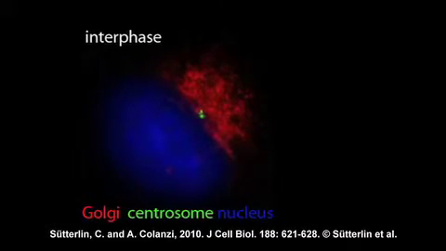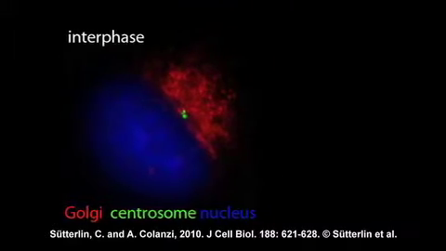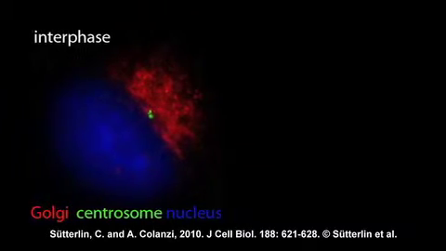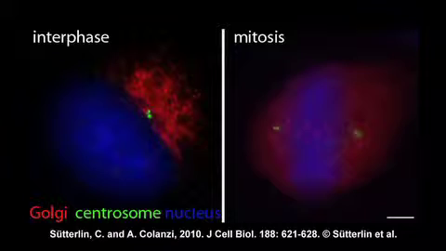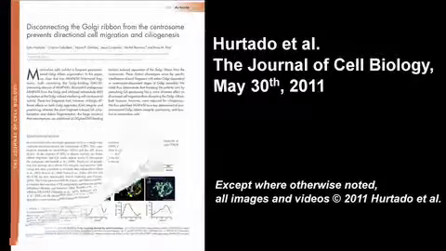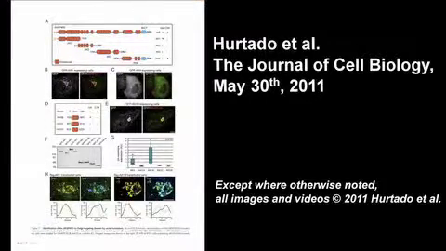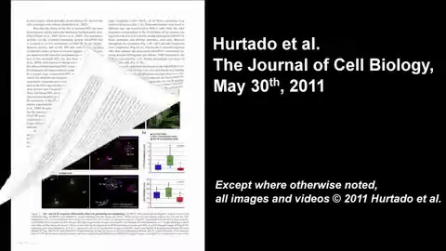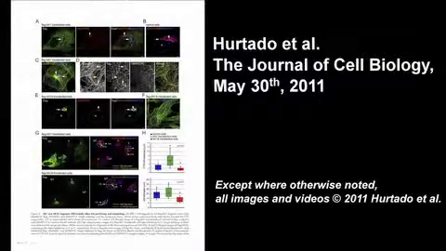Rios and colleagues now want to investigate how the association between the Golgi and centrosome is regulated during mitosis, when the two organelles are separated and the Golgi fragments. ACAP450 may be a key target for mitotic kinases during this process. But in the meantime, you can read more about the different contributions of Golgi localization and integrity in the paper by Hurtado et al., published in the May 30th, 2011 issue of the Journal of Cell Biology.